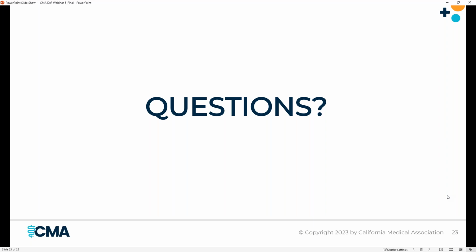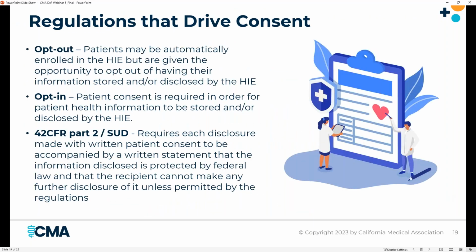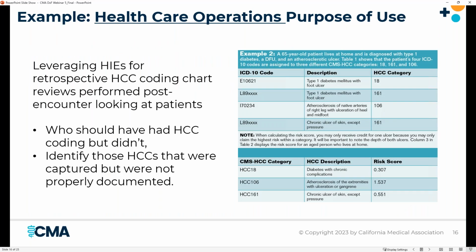So that's an example of a real world use case that we were trying to work through, where you have your national networks, such as CareQuality, that has connectivity into a lot of the hospitals, and some of the practices may want to do HCC coding for risk adjustment. I think it was for Medicare Advantage.